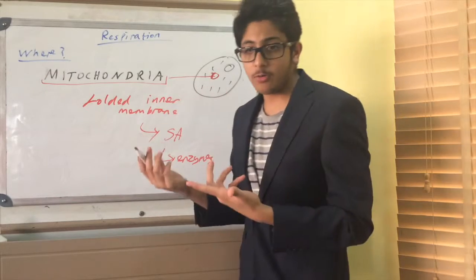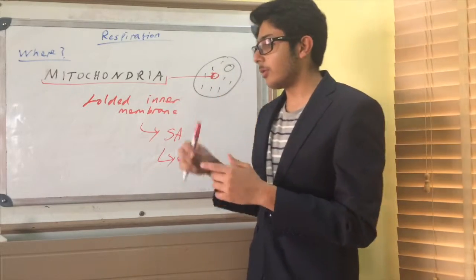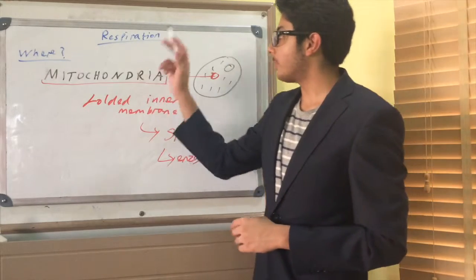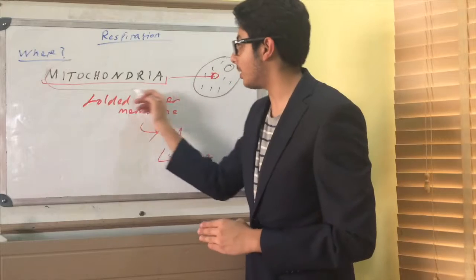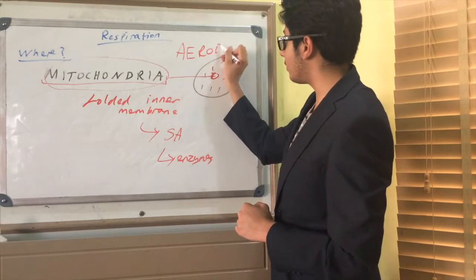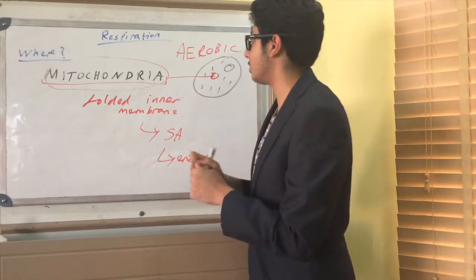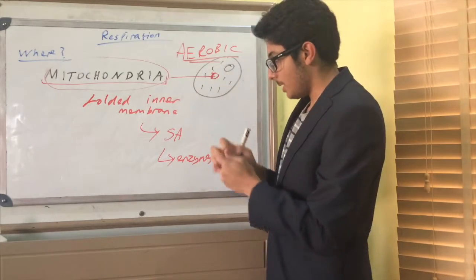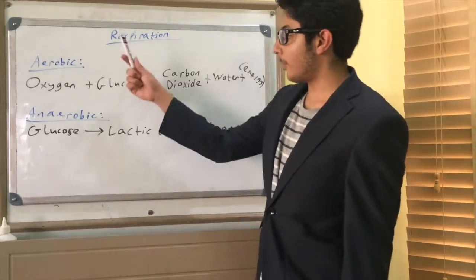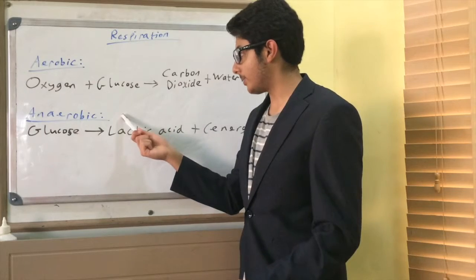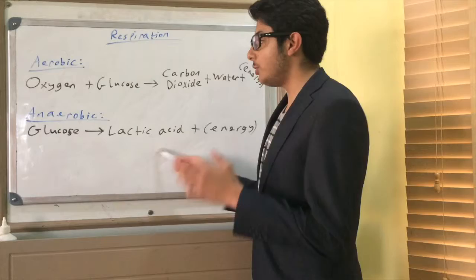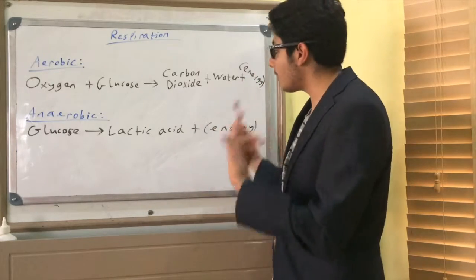Now let's move on to the how question, where we're going to look at aerobic and anaerobic respiration. But before we move on, respiration in mitochondria only occurs for aerobic respiration, not anaerobic respiration. Let's move on to the types of respiration. Here we've got aerobic respiration and anaerobic respiration, and here are the general word equations, which you need to know. You need to memorize them.